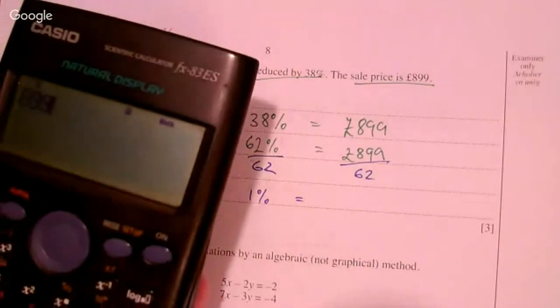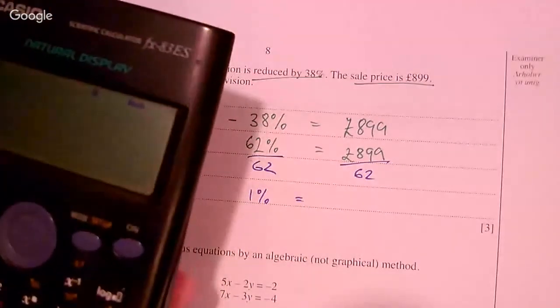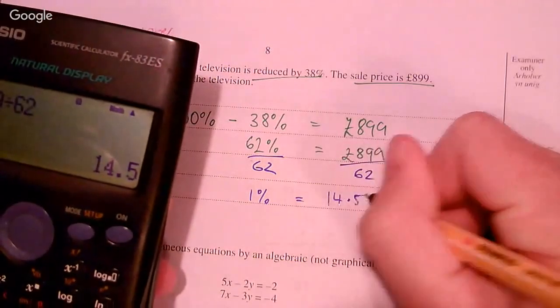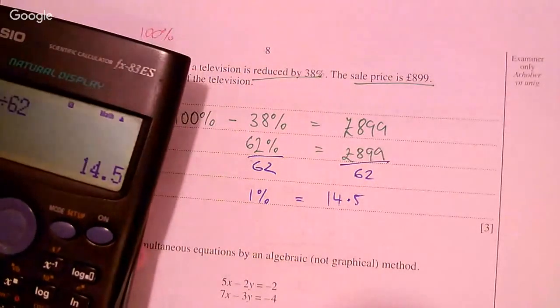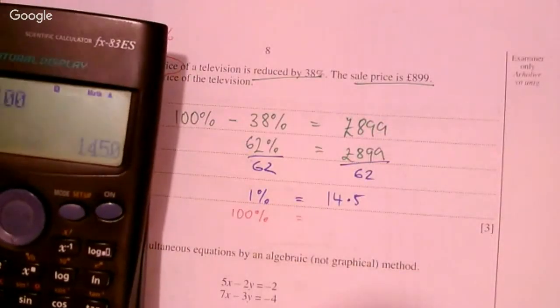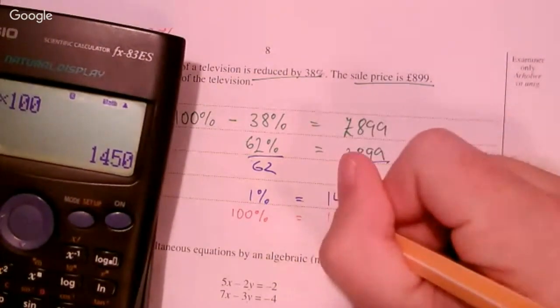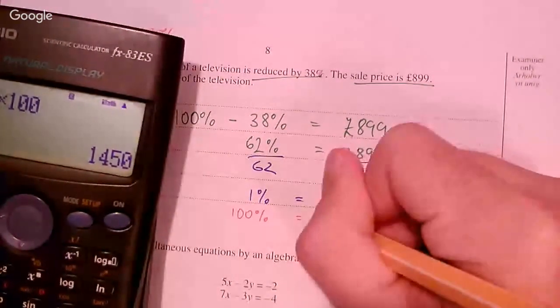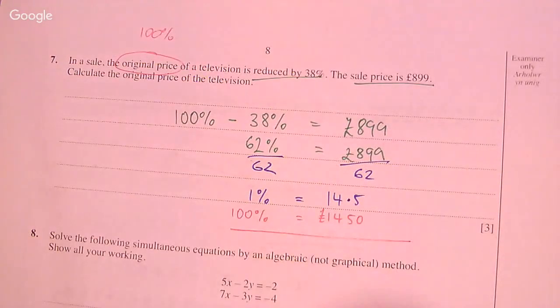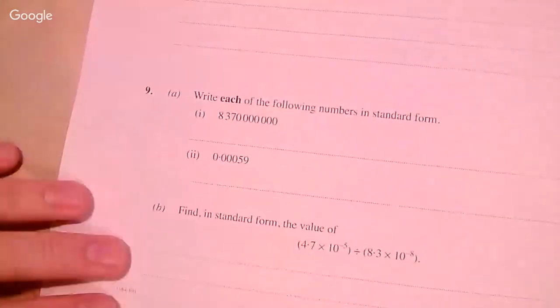So 899 divided by 62 gives an answer of 14.5. So to find 100%, I just need to times both sides by 100. So that's 100% here would be equal to that times 100, which is £1,450. Skipping question 8 because it's already come up.